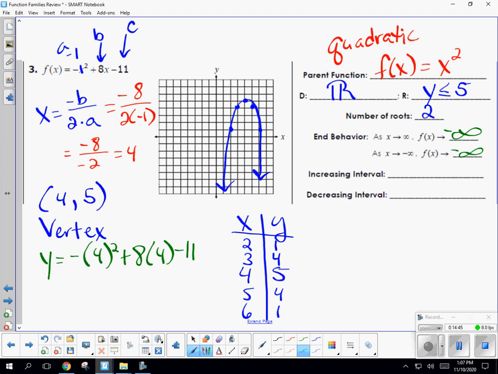All right, let's talk about increasing intervals and decreasing intervals. Again, we're talking about x values. So where is my parabola going uphill? Where is my parabola going downhill? It is increasing from negative infinity until this x value right here, negative infinity to the x value of our vertex, which is 4.